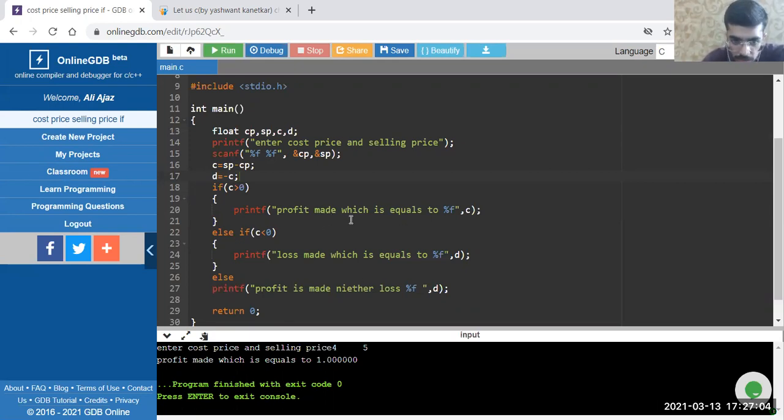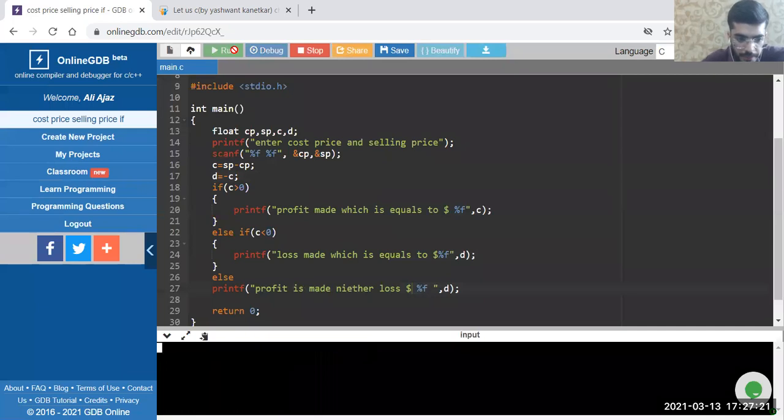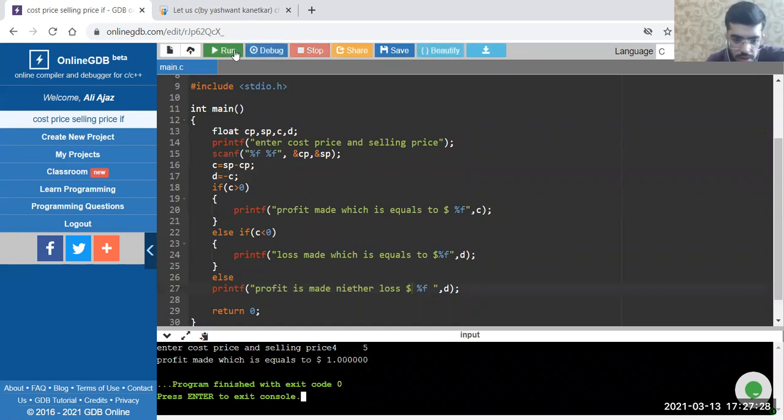We can also write it like this to make it better. Okay, so let's run it again. 4 and 5. Here we go, profit made, which equals $1.